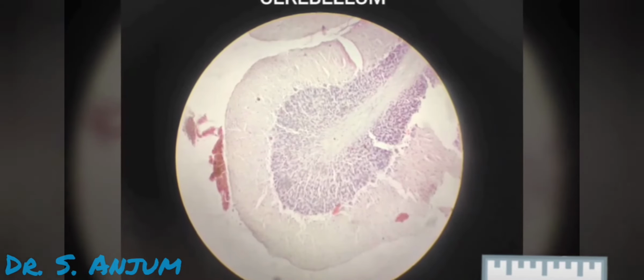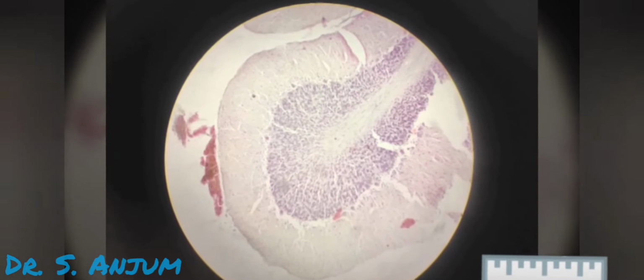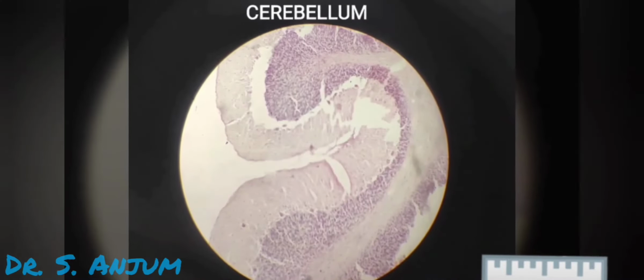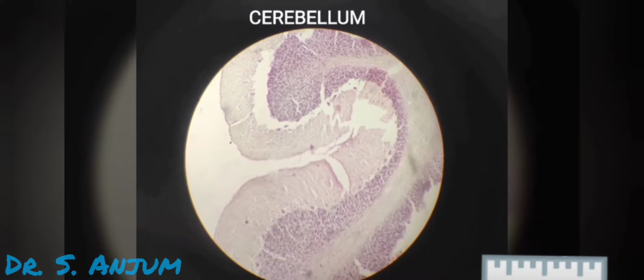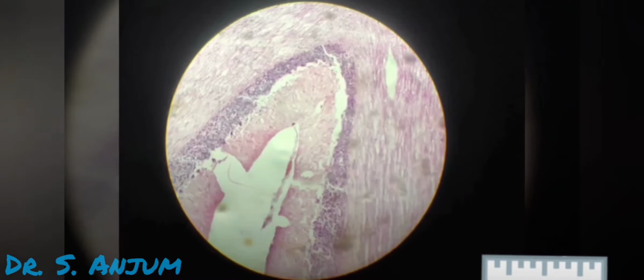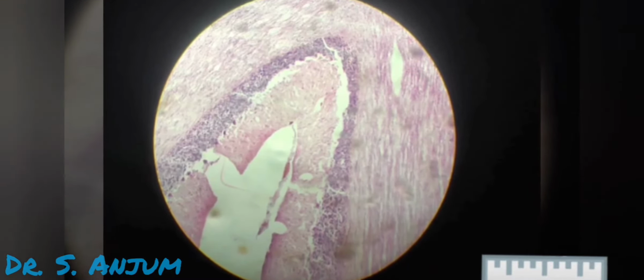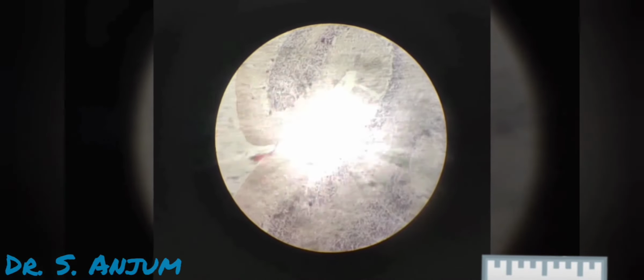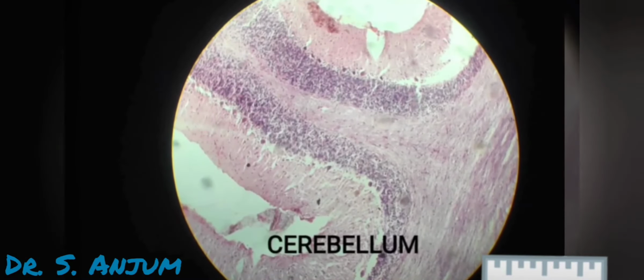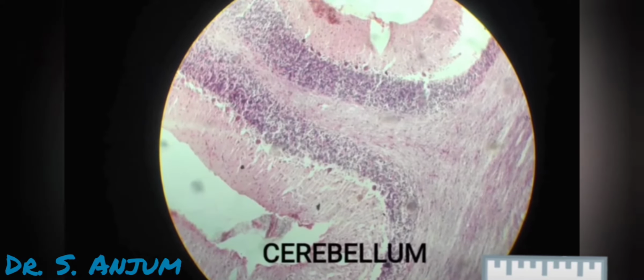So, if you see the cerebellum under the microscope, it will show leaf-like folia. The cortex is covered by pia mater, which appears as a thin layer of collagen fiber. The outer grey matter is arranged in 3 layers, as I have told you. The inner white matter shows axons and appears pink.